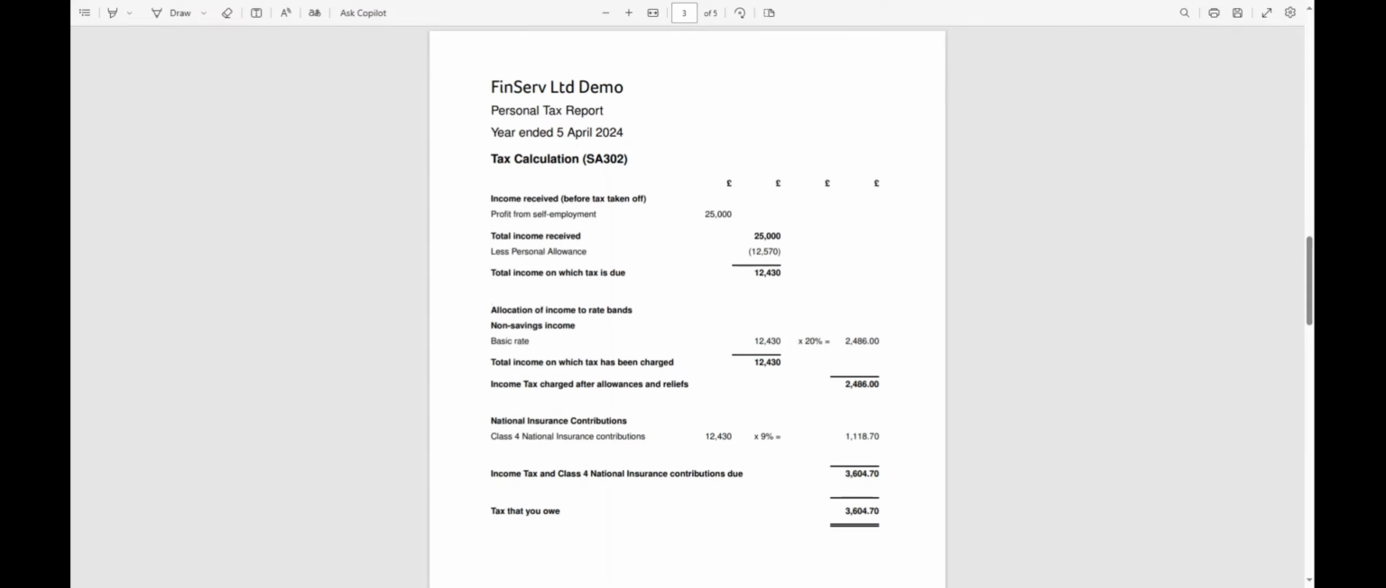In this scenario, the sole trader had a turnover of £35,000 and business expenses of £10,000, which is how the profit from self-employment of £25,000 included in the tax calculation, SA302, was calculated. Note that tax is levied on profits, not turnover, so even if this sole trader had sales of £100,000, assuming the business expenses were £75,000, the taxable profit would still be the same.